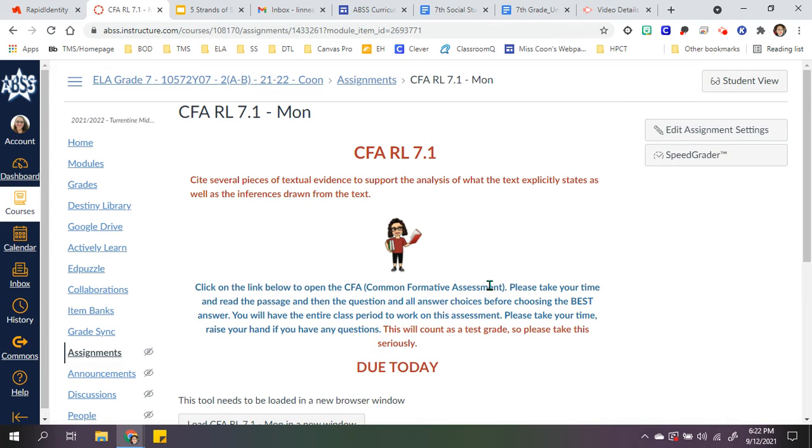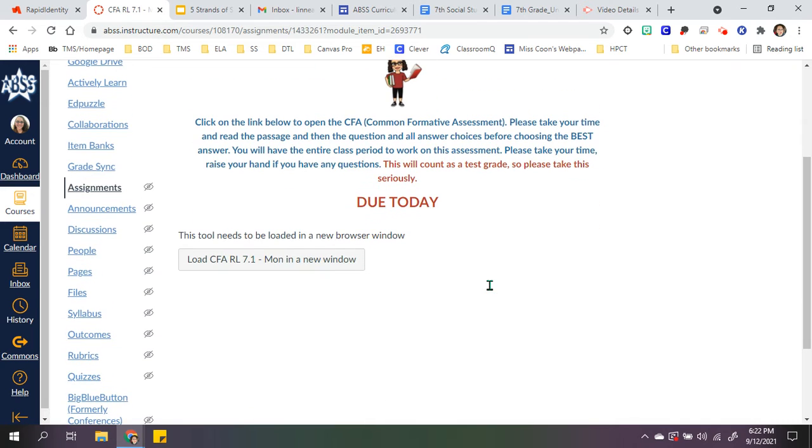It says, please take your time and read the passages and then the question, all the answer choices before choosing the best answer. You will have the entire class period to work on this assessment. Please take your time. Raise your hand if you have any questions. This will count as a test grade, so you need to take it seriously.